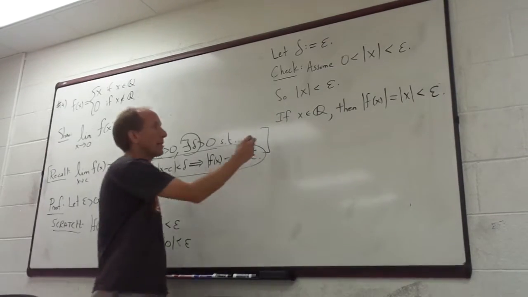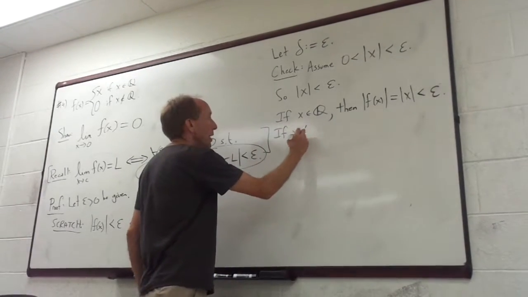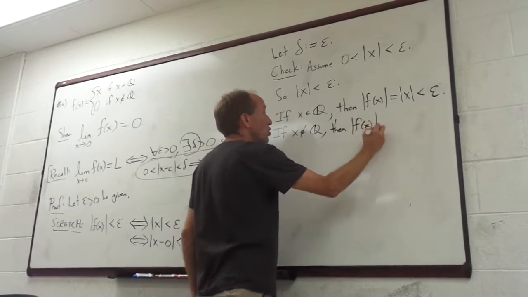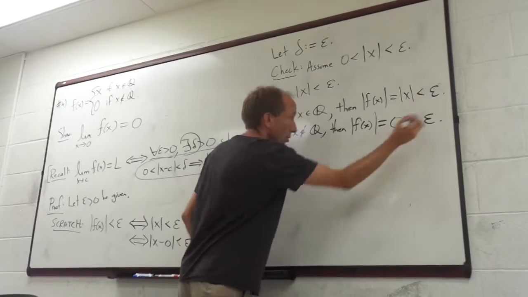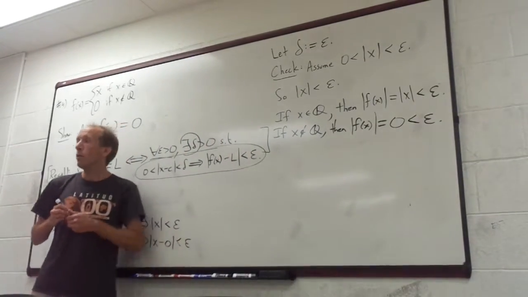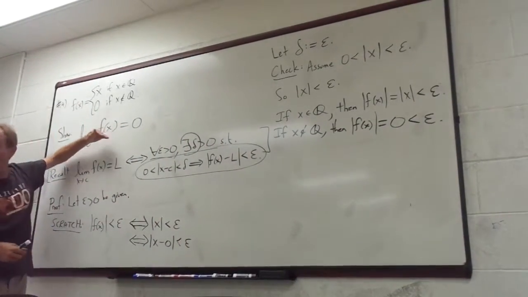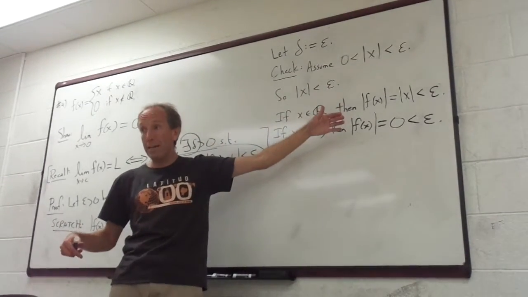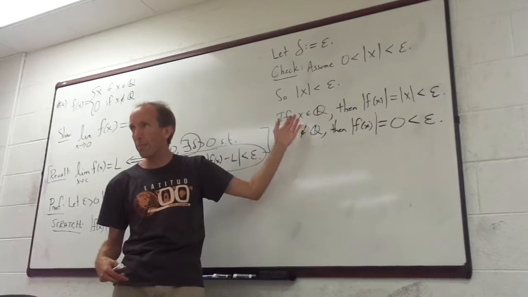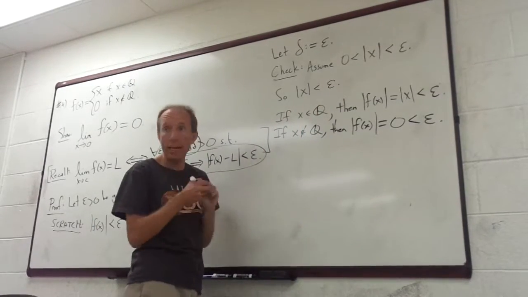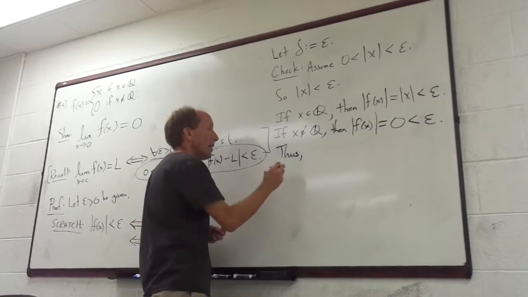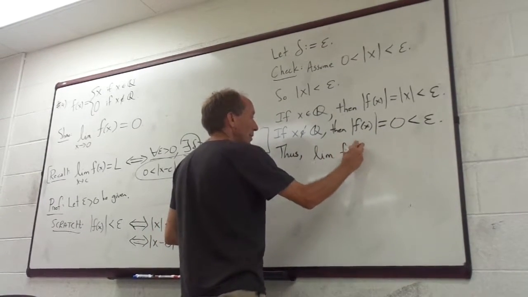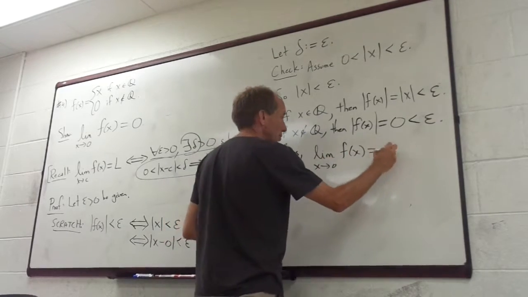And then if x is not in Q, so slow me down if anything's not clear here. In this case, the absolute value of f of x is just equal to 0, which is also less than epsilon. Okay, so please don't draw your limit conclusion until after you've verified every x in the domain. Of course, this covers the whole domain, both of these cases. So now you can say, thus, the limit of f of x as x approaches 0 is just 0.